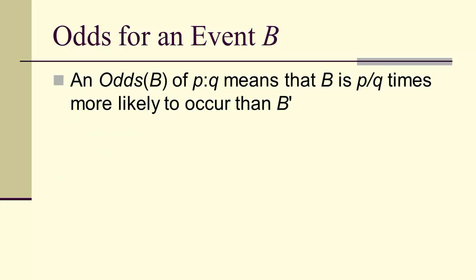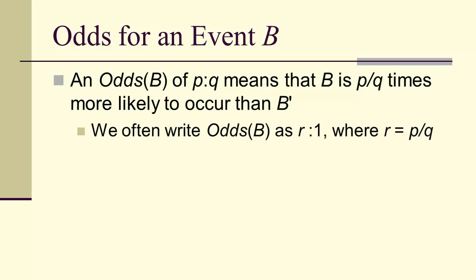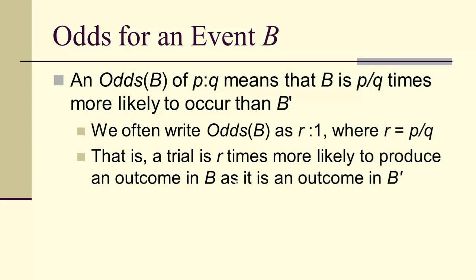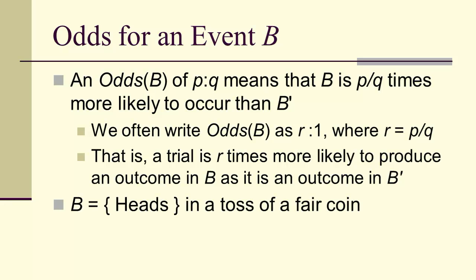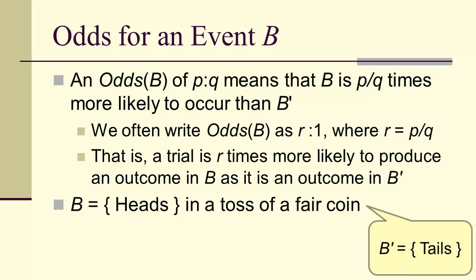So an odds of P to Q means that B is P over Q times more likely to occur than B prime. A lot of times we simply write it as an R to 1 ratio, and therefore if a trial is R times more likely to produce an outcome in B as it is in B prime, then that's the odds of B.